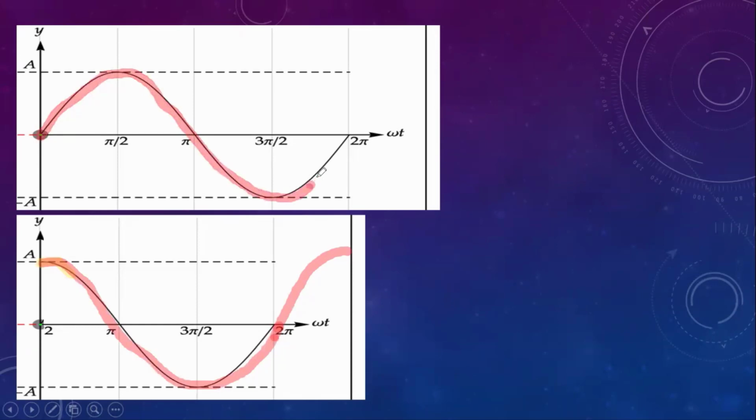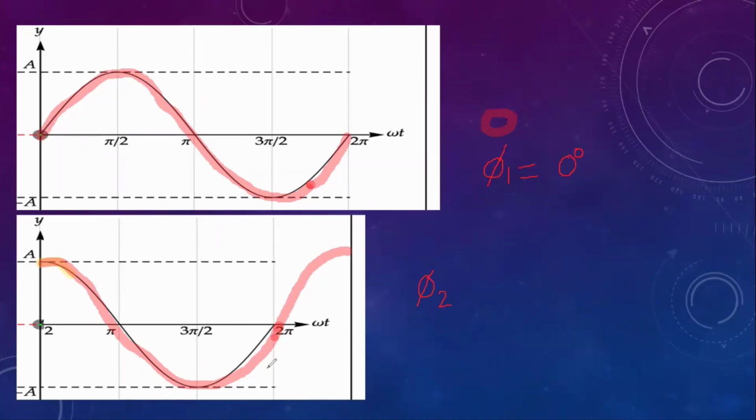Now what is the phase of this one? Let's say the phase of the first wave is phi 1 and the phase of the second is phi 2. Phase means which point the wave starts from and how it starts. The wave starting from this point is at 0 degrees, so phi 1 is simply 0 degrees. But this wave is not starting from 0.